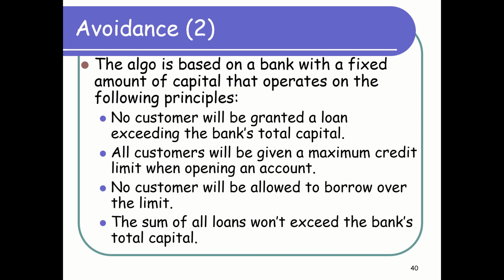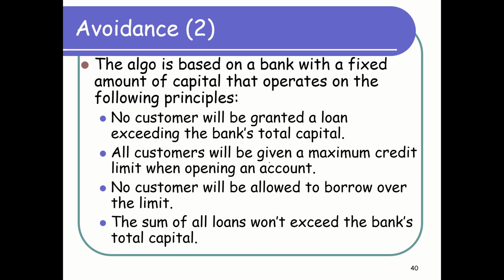The algorithm is based on a bank with a fixed amount of capital that operates on the following principles. No customer will be granted a loan exceeding the bank's total capital. This makes sense. Like if a customer wants a loan of 30,000 but the bank only has 20,000, that customer will not be granted 30,000. So you have to accept 20,000, not 30,000.